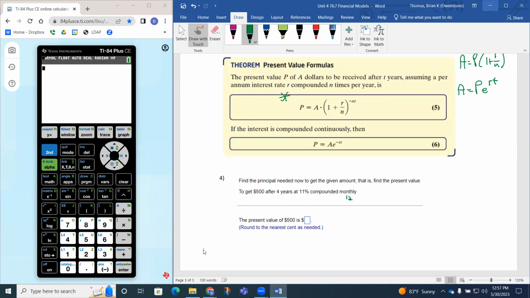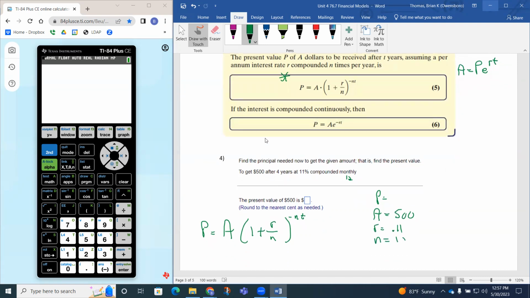So again, our formula is going to be the present value, what we have to have now to get the future value. We still have to know the interest rate and the number of times we're compounding, raised to the negative nt. So P we don't know this time, but the future value, what we're hoping to get, is $500. The rate of interest is 11%, which is 0.11. The number of times we're compounding in a year is 12, and the time is 4 years.